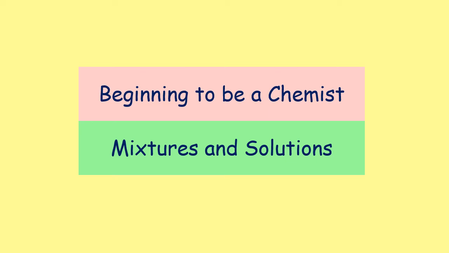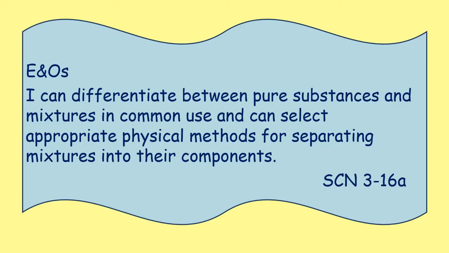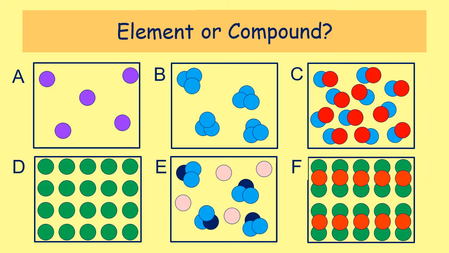So in this lesson, what we'll get introduced to is what a mixture is, and then we'll look at what a solution is, because a solution is a good example of a mixture. And the experience and outcome that this relates to is I can differentiate between pure substances and mixtures in common use and can select appropriate ways of separating them. So separating mixtures will be what we look at later on. We're just focusing on what a pure substance is and what a mixture is today.